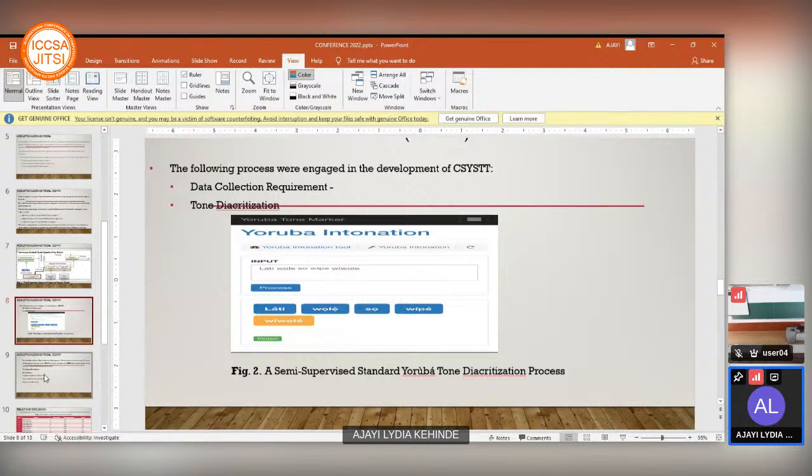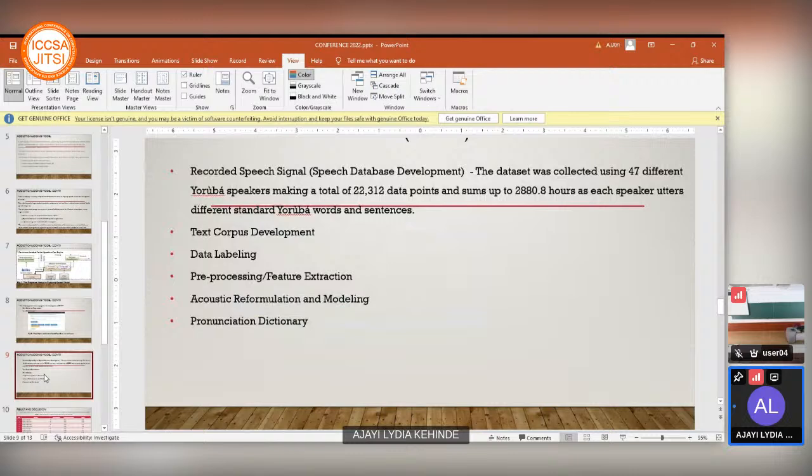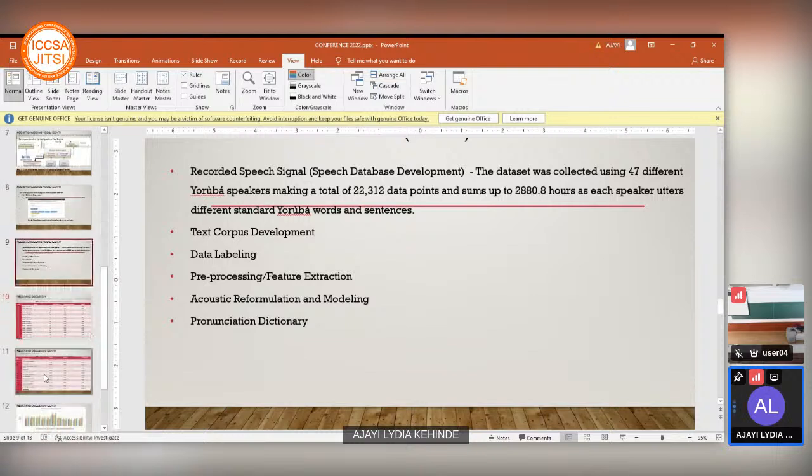For the speech recognition, we went through a semi-supervised standard Yoruba tone characterization process. And after then, we have the recorded speech signals. That's the data set we collected, as I said before, 47 different Yoruba speakers. We have the text corpus development, and then we were able to label the speech and the data. At the same time, we made use of feature extraction, that's the pre-processing, that's the removal of noise and silence, and then the acoustic formulation and modeling, that's the training of our speech data.